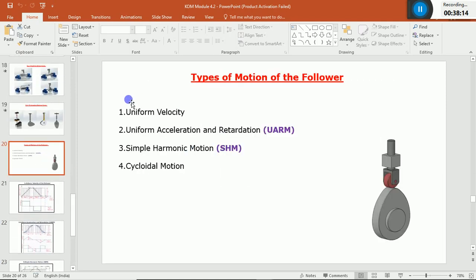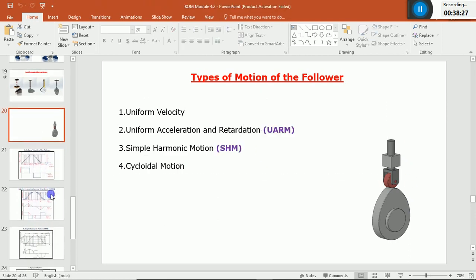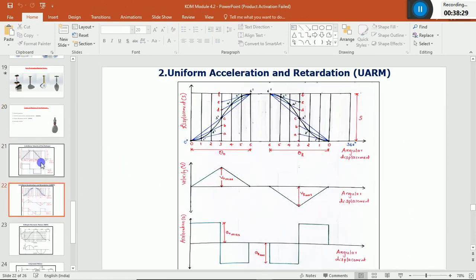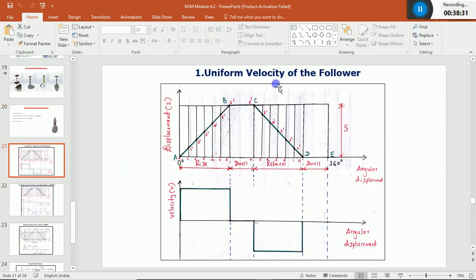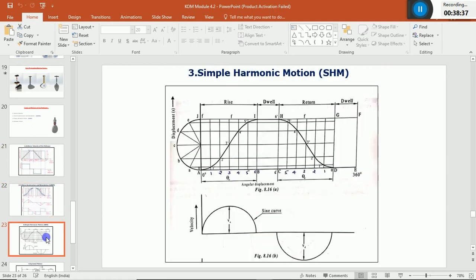So these are the 4 motions, correct? But in this problem, it is given that the follower is moving in upward direction as well as the return in downward direction with simple harmonic motion. Correct? I'll take what is the method of simple harmonic motion. This method is for uniform velocity of the follower. This is for uniform acceleration and retardation. But I want the simple harmonic motion. What is the method? The method is known as a semicircle method.